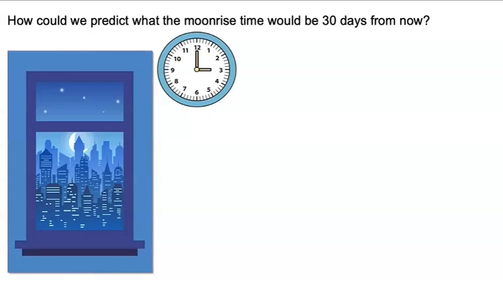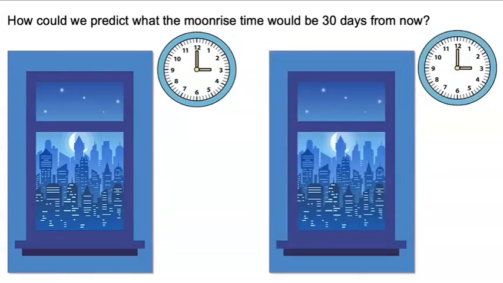How could we predict what the moonrise time would be 30 days from now? Well, we just learned that the moon takes about 30 days to repeat the pattern, right? So the moonrise time 30 days from now would be about the same as the moonrise time today.